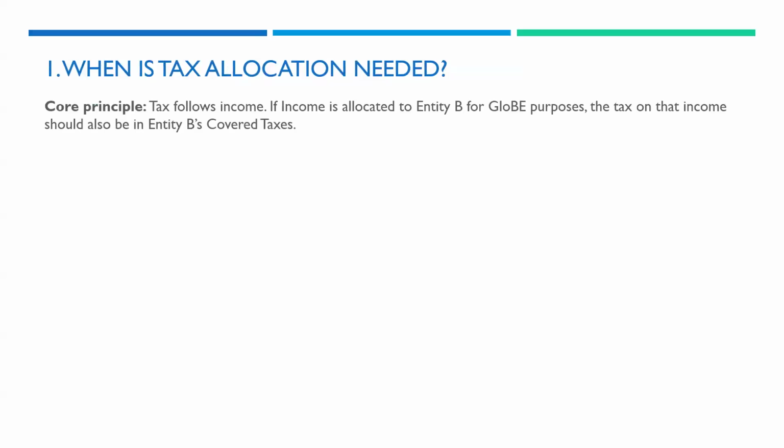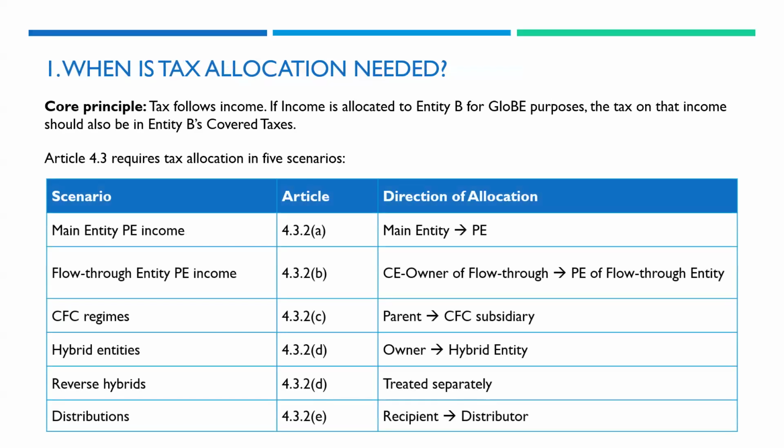I think PE income is done. Flow-through is done. CFC regime, we have completed all these, like hybrid and reverse hybrid. You understood what is reverse hybrid and hybrid? Okay, now there is distributions. It doesn't stop there. There are more things which are going to be a little more complex. So we will do that. So don't worry if it is too heavy. It is pretty simple, guys.